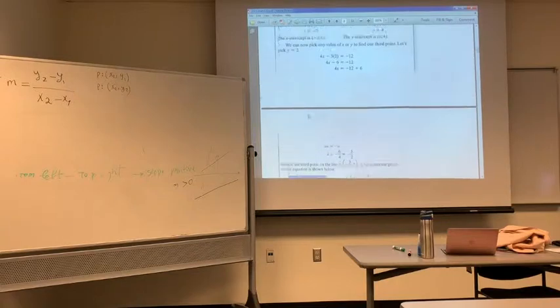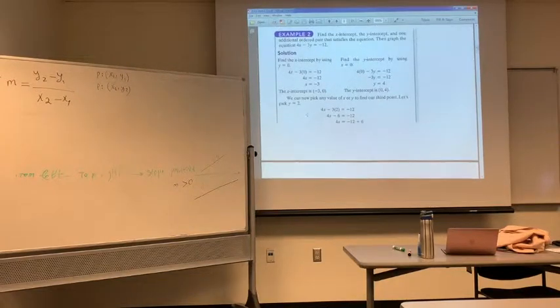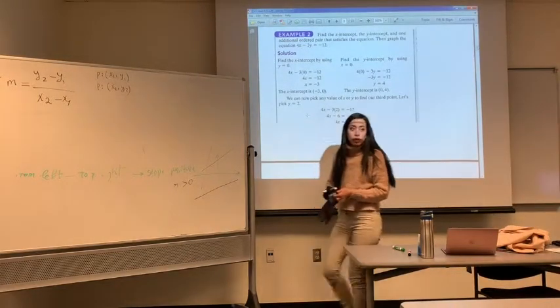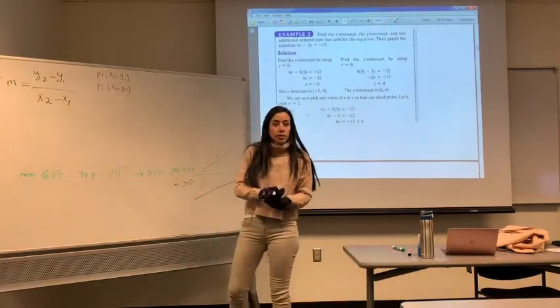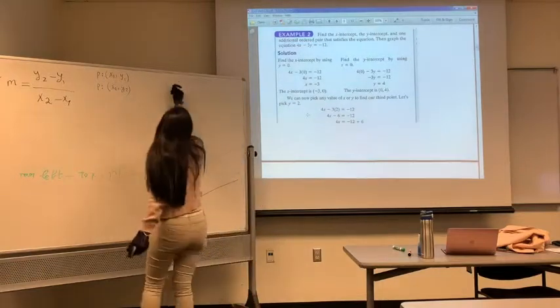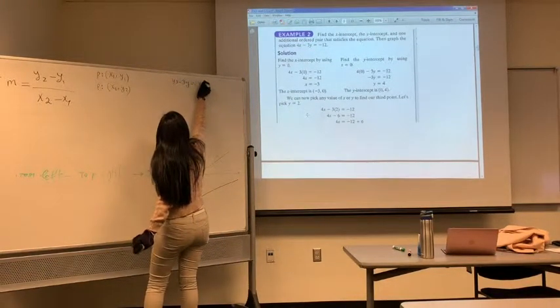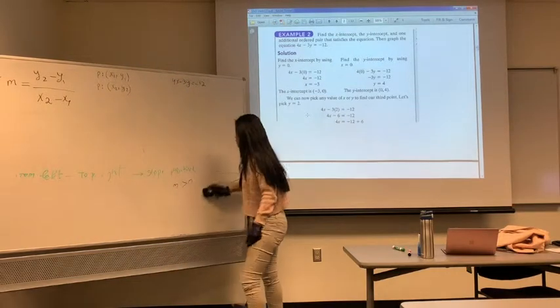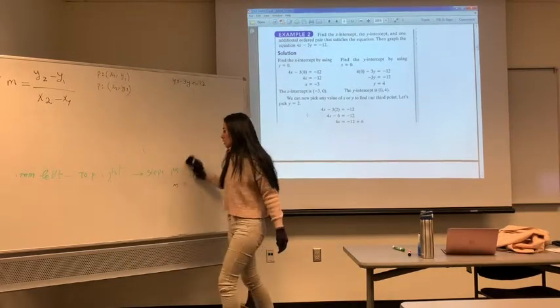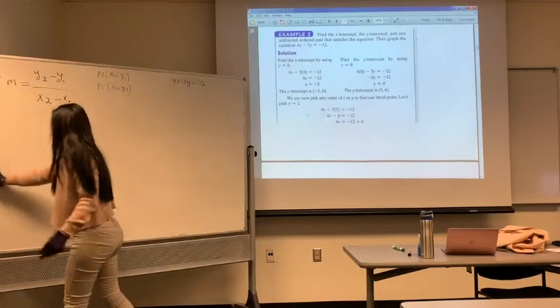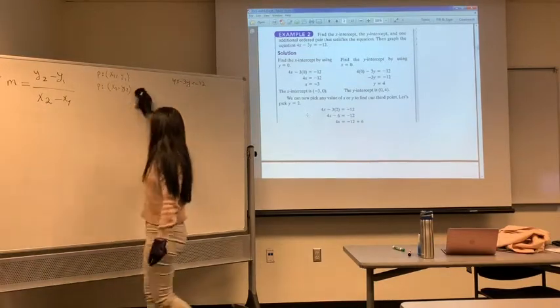Okay, what was this? 4x minus 3y equals negative 12. We want to find the slope for this line. 4x minus 3y equals negative 12. I want to find the slope for the line. So what should I do at first?